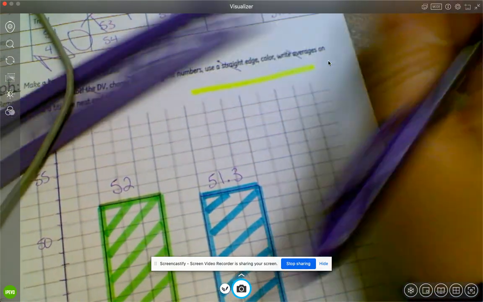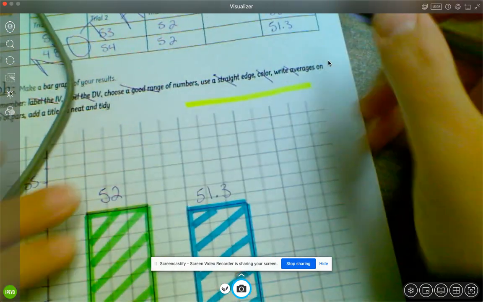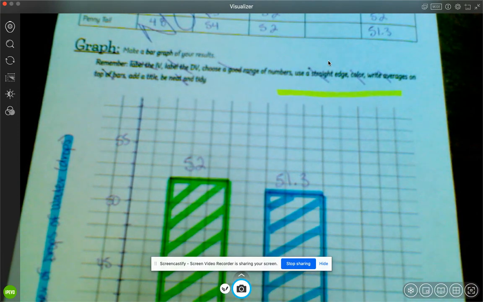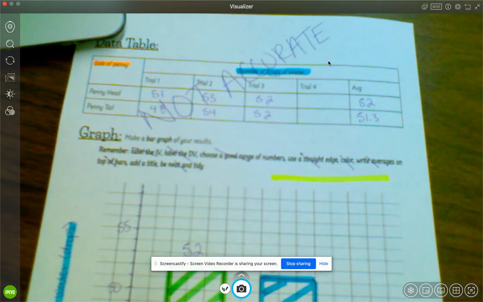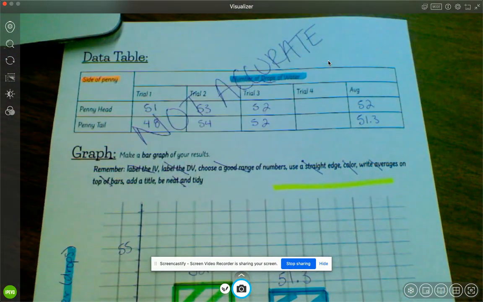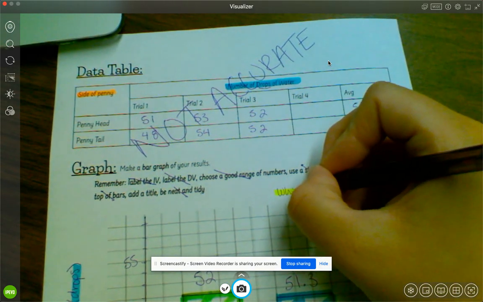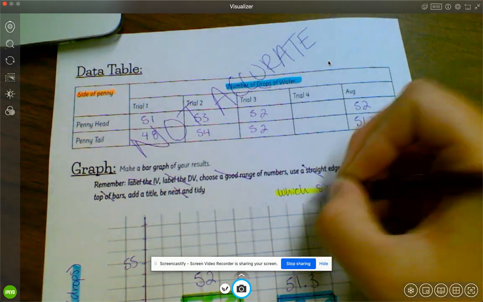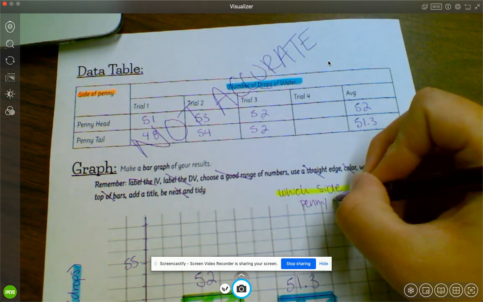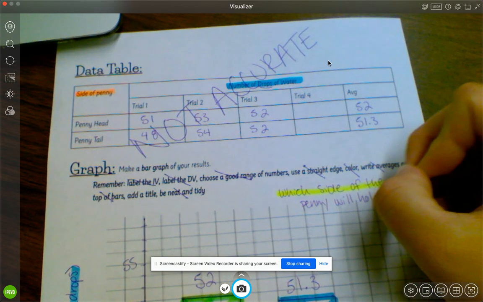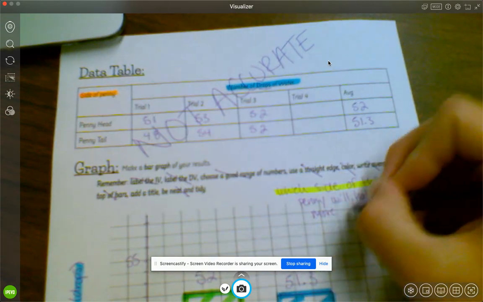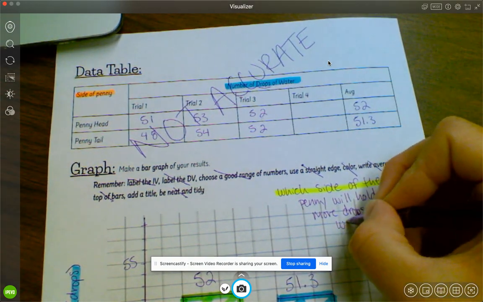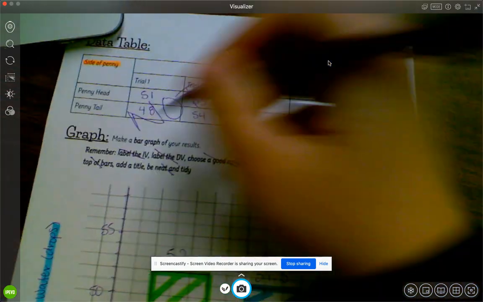So have we added our colors? Yes. Have we been neat and tidy? Yes, but we don't have our title. So our title has to have something to do with the side of the penny and how many drops of water. We could go like, which side of the penny will hold more drops of water. And so there's my title.